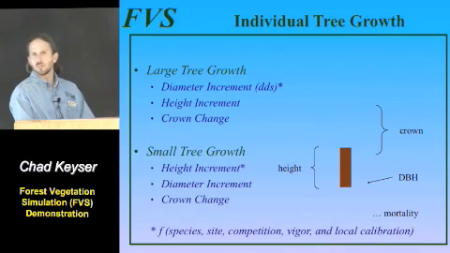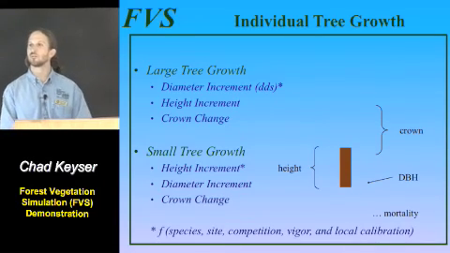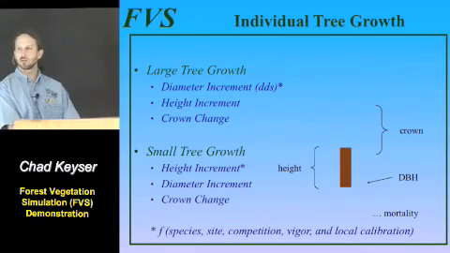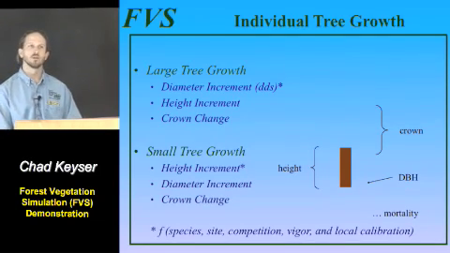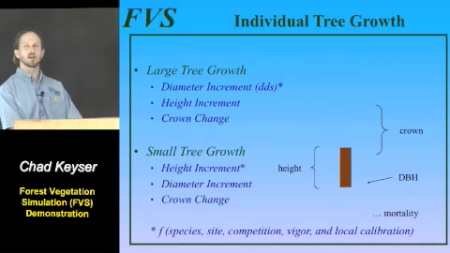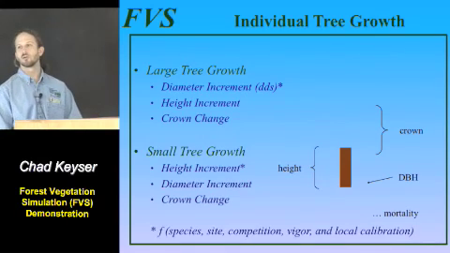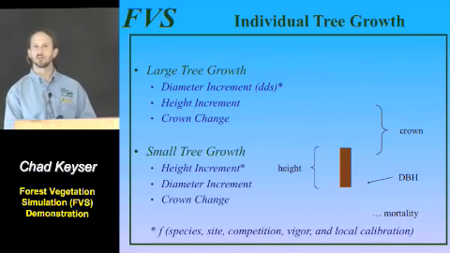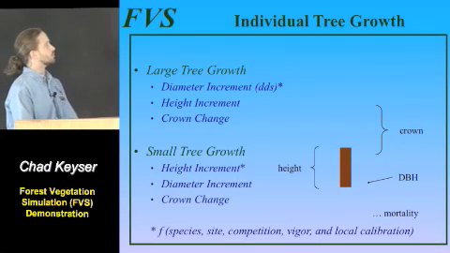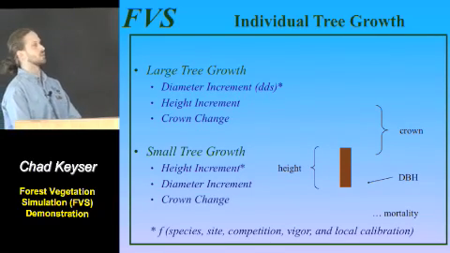Now this slide is broken up into two categories, large tree growth and small tree growth, and it's an artificial classification within the models where small trees we grow height first, and from height we estimate diameter growth, and in large trees we grow diameter first, and from that diameter growth we estimate height growth. And it just has to do with the nature of the equations in the model and how they were originally fit.